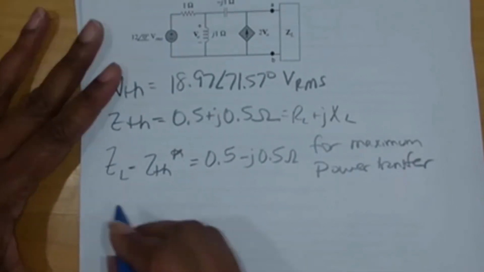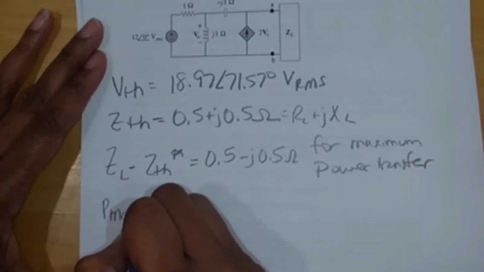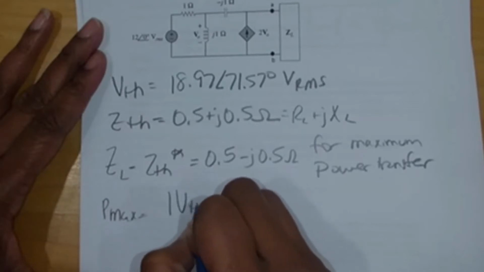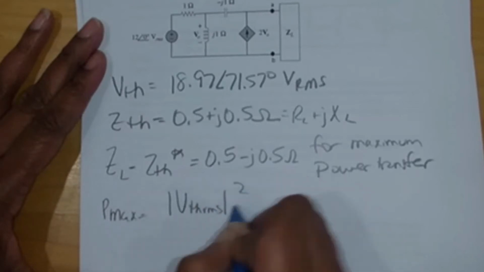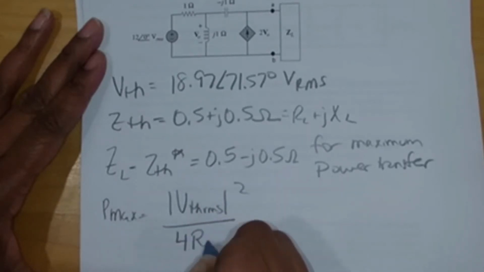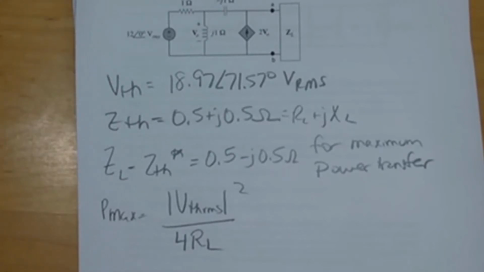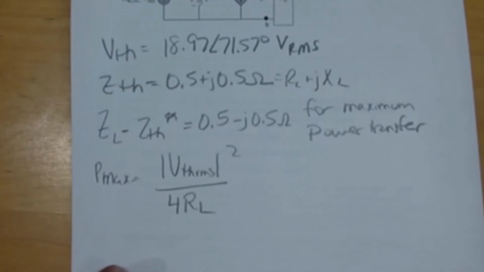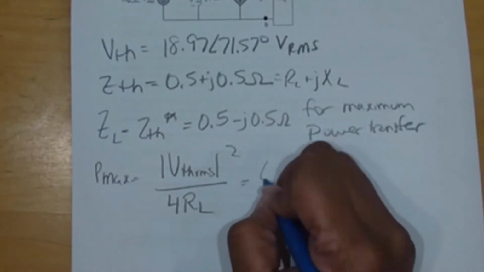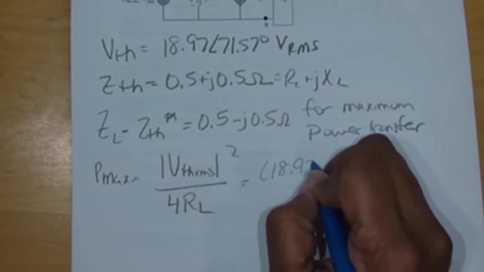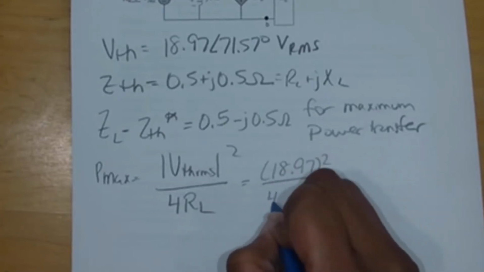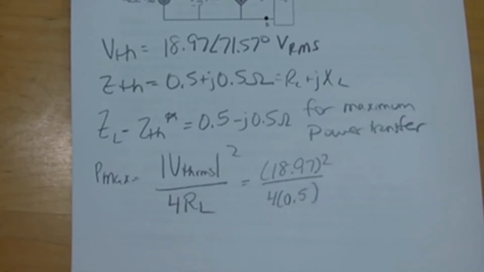Then the value of that power is the magnitude of V Thevenin RMS squared divided by 4 RL. So that's going to be 18.97 squared divided by 4 times 0.5.